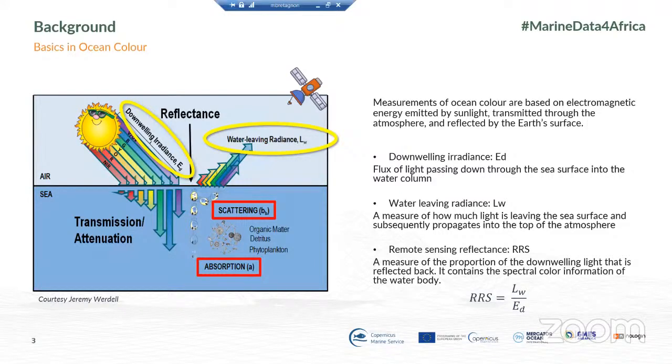So first, the sunlight reaches the surface, which is called the downwelling irradiance. I don't know if you can see my pointer here. Yes, we can. Perfect, thank you very much. This is the downwelling irradiance. The sunlight reaches the sea surface, and then a part of the light is absorbed depending on the particles, and a part of the light is scattered in all directions. Among other directions, some goes up through the atmosphere and gets back to the satellite, and this is named the water-leaving radiance. We usually work with the reflectance, which is the ratio between the water-leaving radiance and the downwelling irradiance.